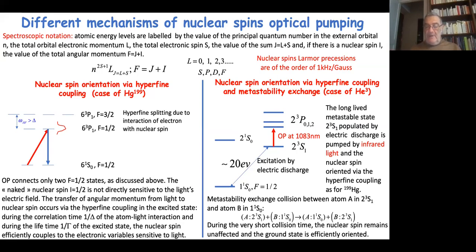So if you have a collision between an A atom in the metastable state and a B atom in the ground state, after the collision, you have the A atom, which is now in the ground state with its spin oriented, and the B atom in the triplet S1 state. So by this process, you can first orient the nuclei in the metastable state and then transfer this orientation in the ground state. And once the ground state is oriented, you can just cut off the excitation by electric discharge, which excites these atoms, and get a very long lasting orientation of the helium nuclei in the ground state. And this is a feature which is used in a lot of magnetic resonance experiments.